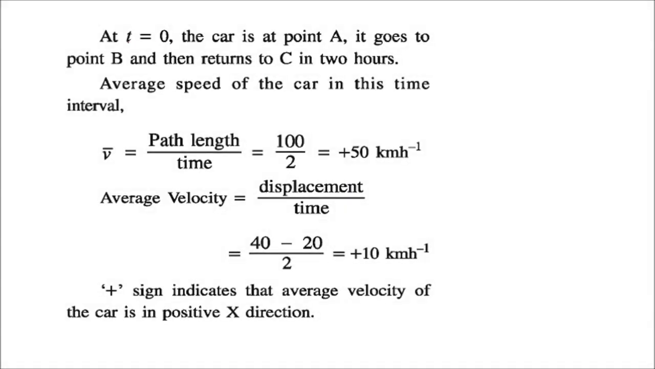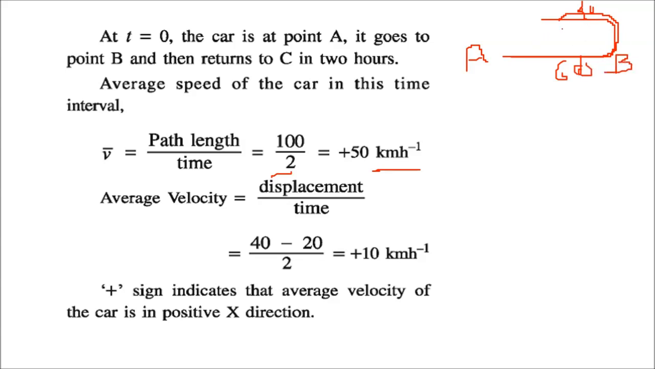Say if t equal to 0, the car starts at A, it goes to B and returns to C in 2 hours. So what is the total distance we have discussed? Say this is 60, this is 40. So it is 100, the path length is 100. And the time is said to be 2 hours. So 100 by 2, that is 50 kilometer per hour, okay, 60 plus 40.